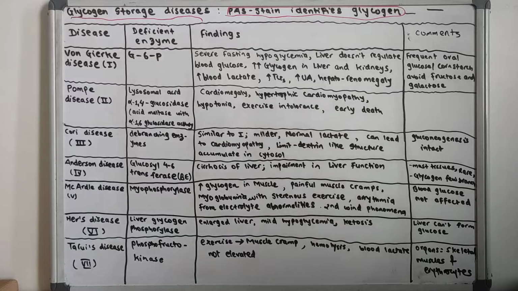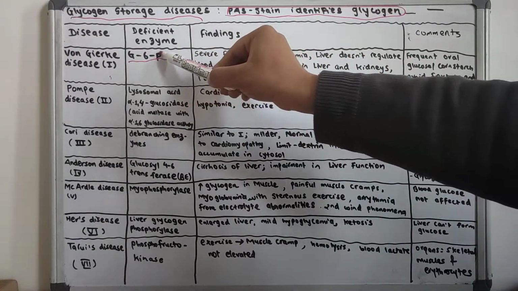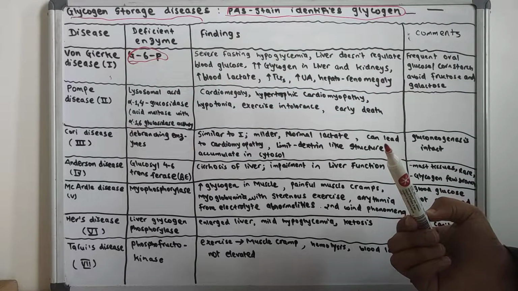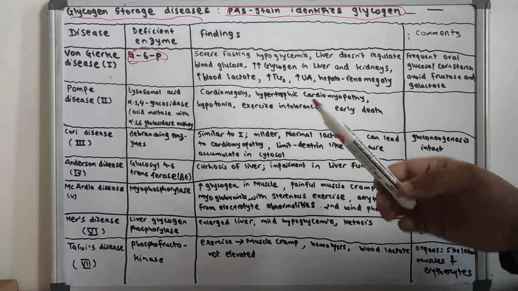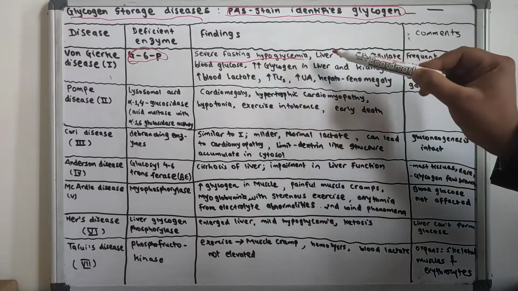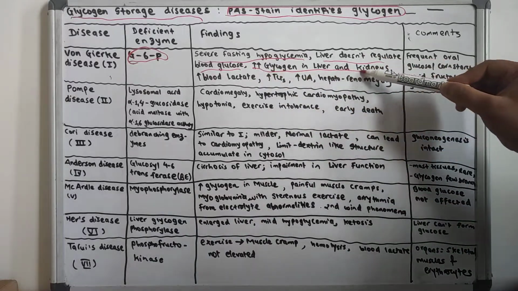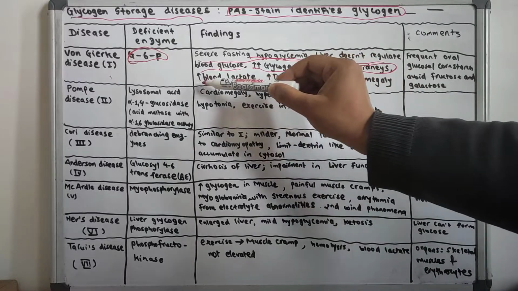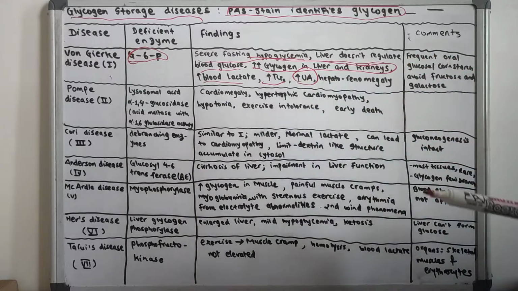So the first disease is von Gierke disease, which is type 1 glycogen storage disease. The deficient enzyme in this disease is glucose 6 phosphatase, so glucose 6 phosphate cannot be converted into glucose. The findings will be severe fasting hypoglycemia, as the liver doesn't regulate the blood glucose. There will be increased glycogen storage in the liver and kidneys, and increased blood lactate, increased triglycerides and increased uric acid. There will be hepatomegaly and renomegaly.